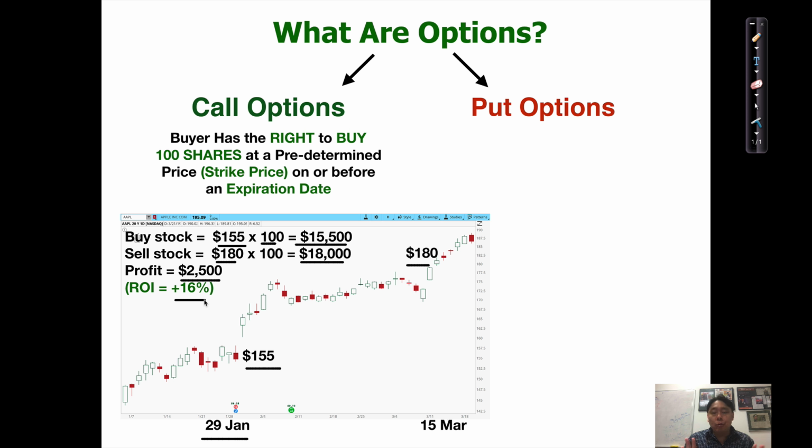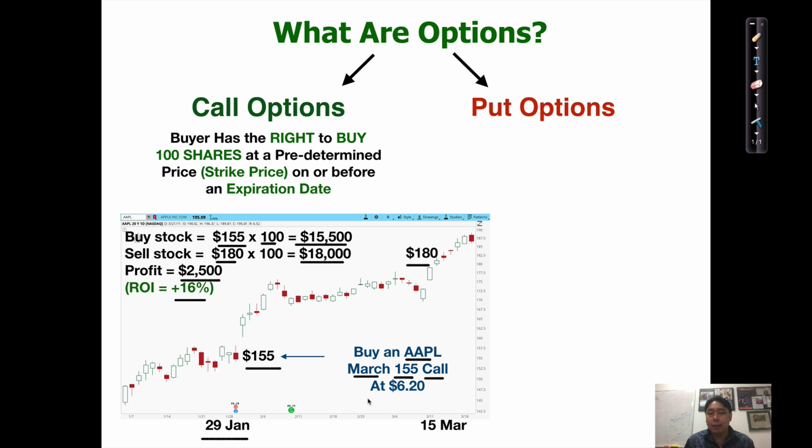Now, if you knew how to use options, you could actually boost your return on investment, and at the same time lower your initial risk and your initial capital. So most people think, I don't have much capital, I can't buy high price stocks. Options allow you to do that. So let's take a look at how we would use options. At $155, instead of buying the shares, you could buy a call option on Apple shares. You buy the Apple call options. So for example, you buy the Apple March 155 call options.